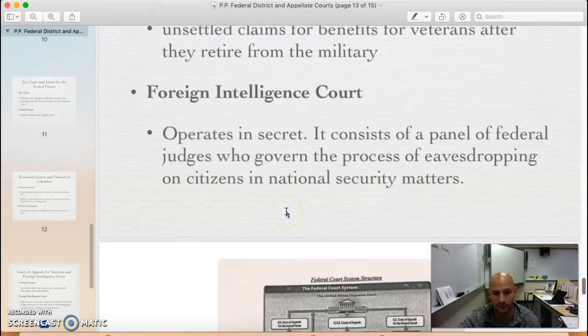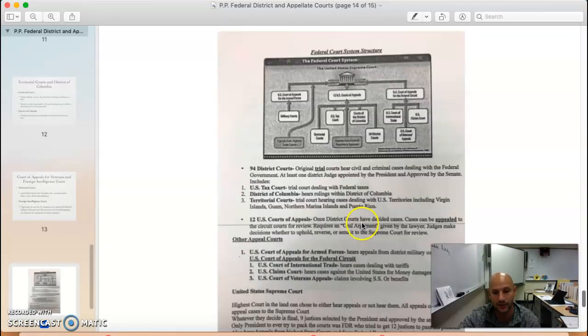We have foreign intelligence courts as well. They operate in secret. It consists of a panel of federal judges who govern the process of eavesdropping on citizens and national security matters. Guys, right here, if you want to take a look at this, here it is. We also get appeals right to the Supreme Court from the highest of state Supreme Courts, and appeals from federal regulatory agencies.